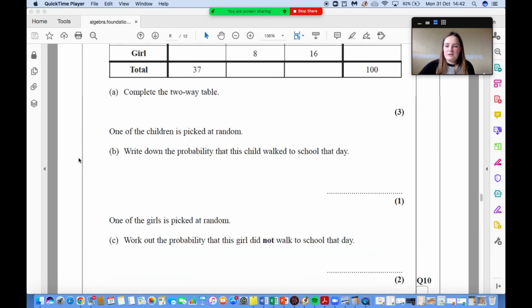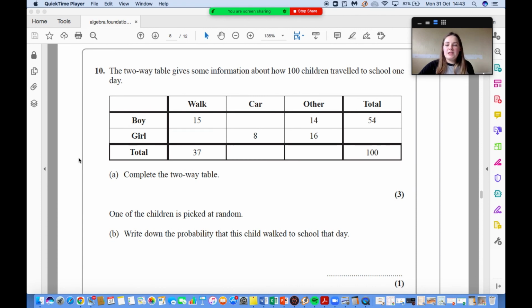So question 10. The two-way table gives some information about how 100 children travelled to school one day. Complete the two-way table. Pause the video, complete the table, and then you can have a go at questions A and B, and we'll just scroll down for C.